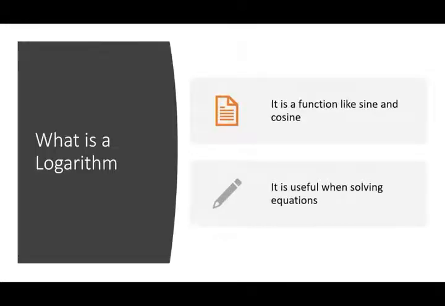So what is a logarithm? It is a function just like sine and cosine, and it can be used to solve equations, especially when there is a number raised to x or a function raised to x and you need to find the value of x. It can be really useful when doing equations like those.